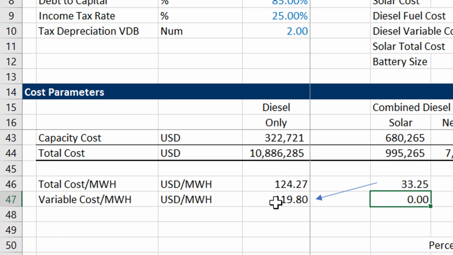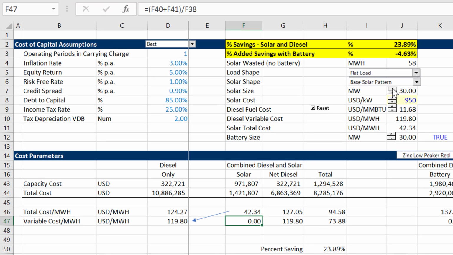But even after we waste it, because our capital costs and our capacity charges are so low, in this case a best case capacity charge, it's better to put in a whole lot more solar. And then, oops, now it's going down. Now we're wasting too much. You see, we just hit an optimal amount here. So at this point, we're getting 24%.